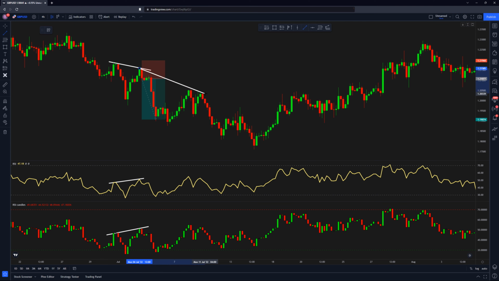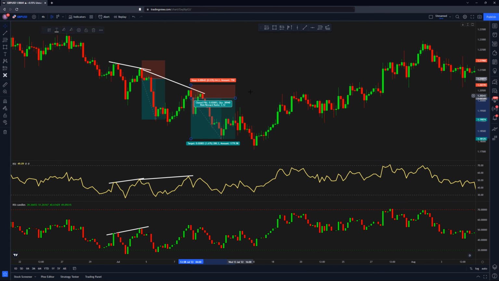Again, price made a lower low and the RSI made a higher high. Also, the downtrend has created two resistance points previously. Price perfectly rejected near the trend line, and you can put a sell trade right here.